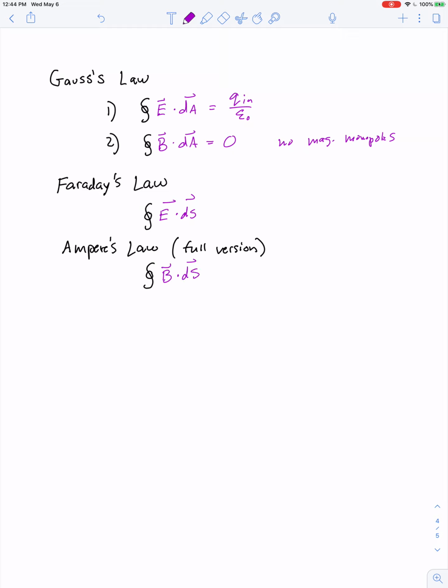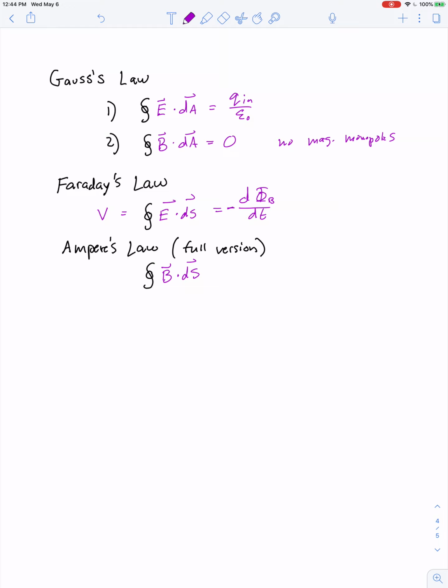Okay, and what does Faraday's law say? Well, the integral of E dot ds is really a way of calculating voltage, and Faraday's law is about inducing voltage as long as there's a rate of change of magnetic flux. Of course, the negative sign always belongs in there to remind us of Lenz's law.